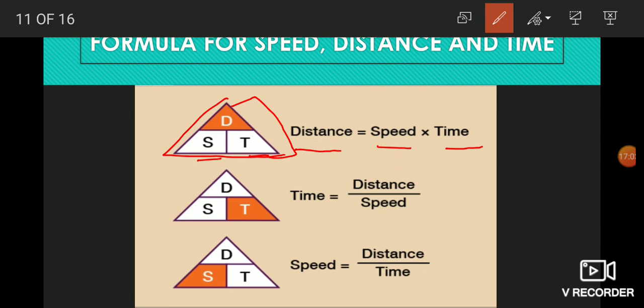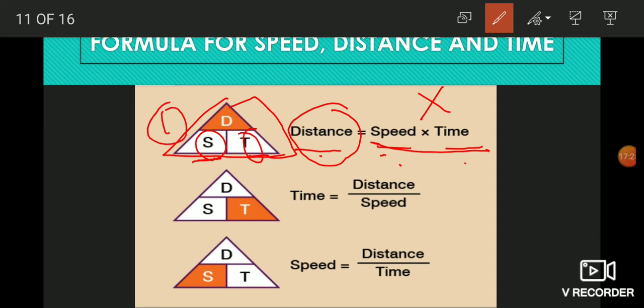Now suppose I want to find out distance. What about the next two quantities? Speed and time are written side by side. So you multiply them. So distance is equal to speed multiplied by time. This is formula number 1 to calculate distance.